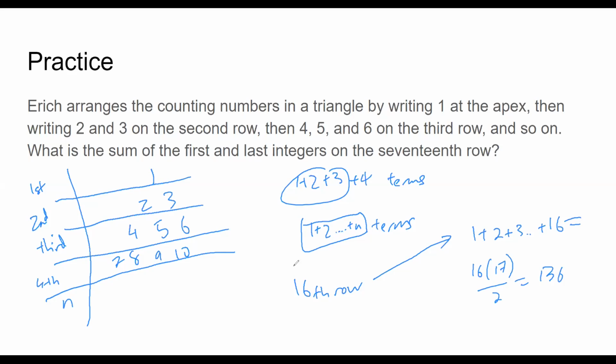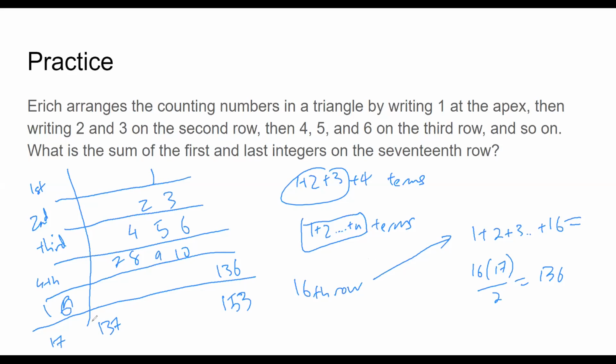So that means that through the 16th row, we're going to have 136 as our last number. Then for the 17th row, we're starting at 137, and if 137 is the first term of the row, then the last term of the row will be 137 plus 16 to give us 153, because there are 17 terms in this row.